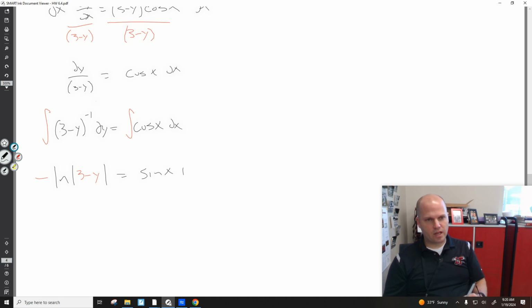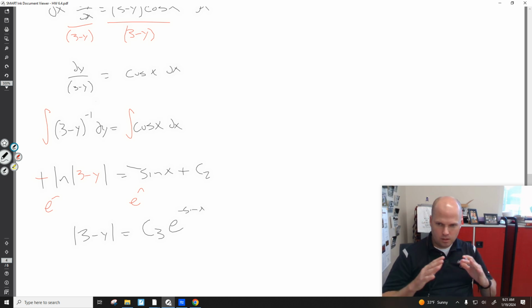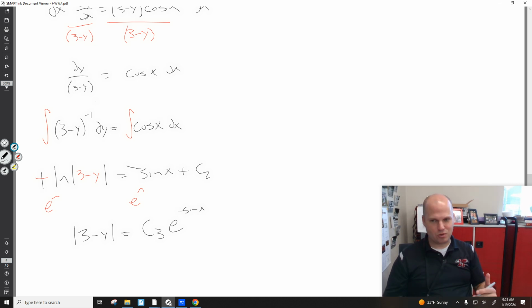Antiderivative of cosine is sine. Don't forget a plus c at the right moment. I'm going to get rid of the negative. That becomes a c2, or it's minus c1. It doesn't matter. I will put c in an advantageous position to find by taking e to the power of both sides. I get absolute 3 minus y. Go back and see the steps so you know this becomes a c3 e to the negative sine x. You're okay to not show all the work to get this step. Just make sure you do it correctly.